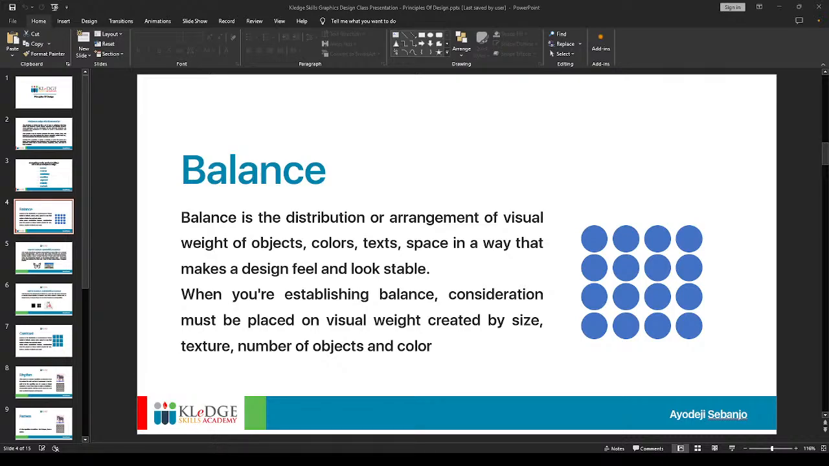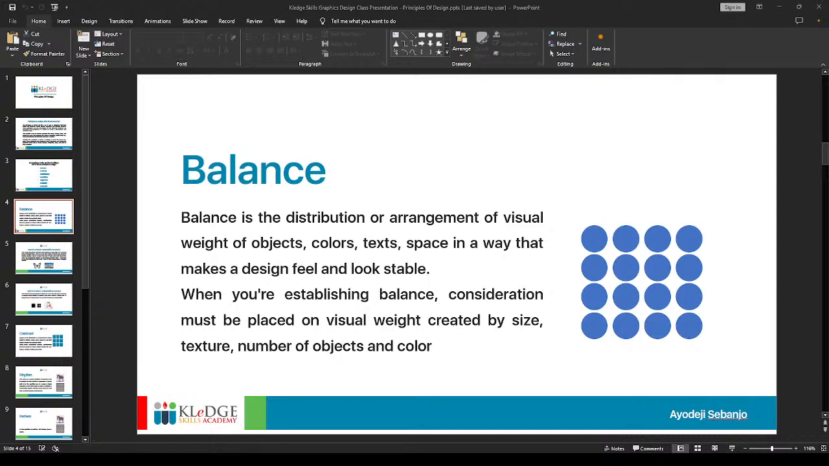Without balance, a design is not a design. What is making this presentation look very okay right now is because there's balance on all sides of the design. When you look at the left hand side to the right hand side, there is balance. That is one principle of design.